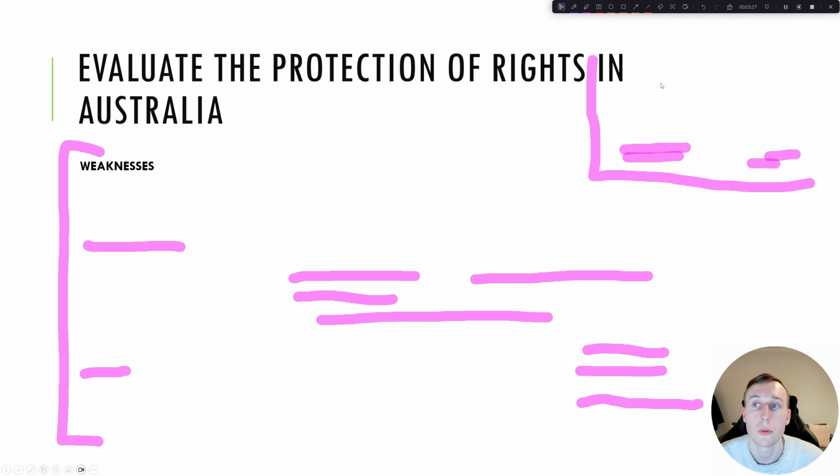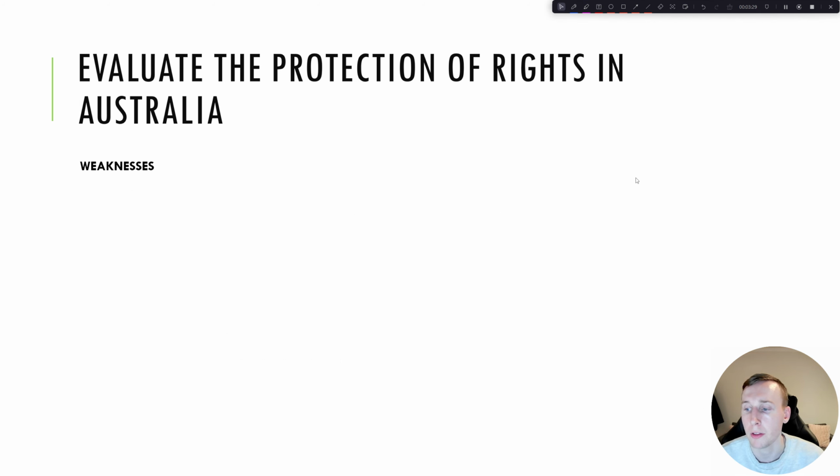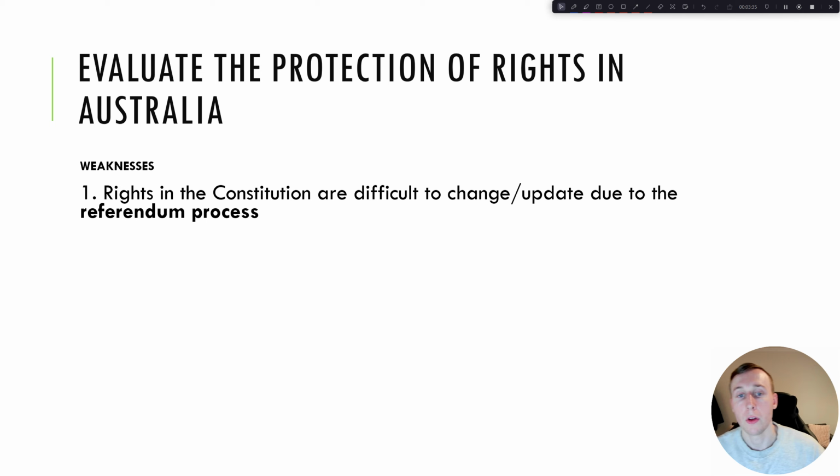Moving on to the weaknesses, which are pretty similar. I've linked them up with the first weakness, second weakness, and the first strength, second strength. With the first one, it is very good that express rights are protected by that referendum process, but this can also be seen as a negative, because if, for example, we wanted to add a sixth express right or a different express right, the only way we can do that is through that referendum process, which we've talked about already as being very hard to achieve. So that's a weakness of our Constitution.